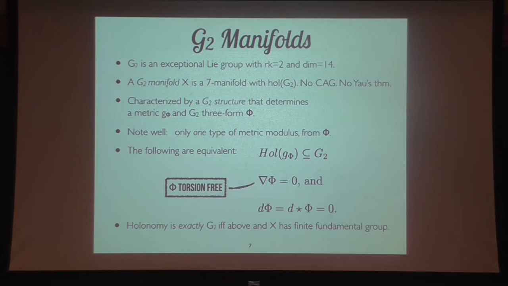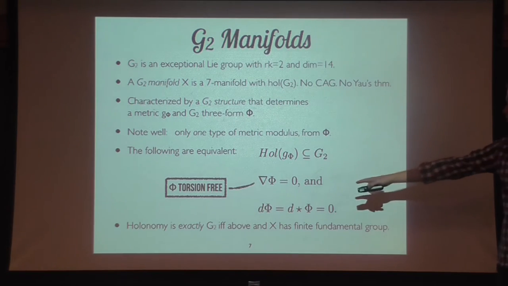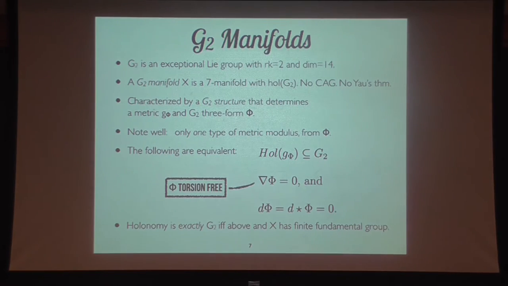And so the following are equivalent. The holonomy is contained in G2. Phi is torsion-free, and d phi and d star phi are 0. Those 3 statements are equivalent. And in particular, the holonomy is exactly G2 if and only if these things are true and X has finite fundamental group.